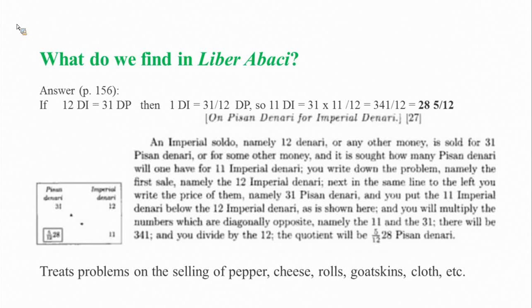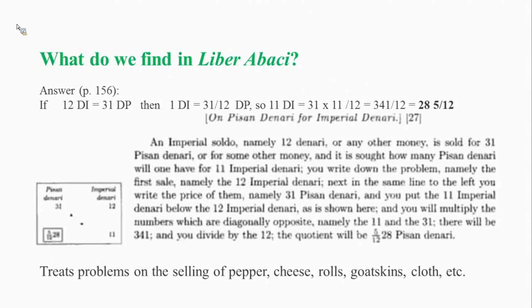Well, what's going on is this. We have 12 deniers imperial equal to 31 deniers pisan. We just write that, right? And then we say, so therefore 1 denier imperial is 31/12 denier pisan. That's just divided by 12. Okay, that's cool. Then you multiply by 11 deniers imperial, you get 31 times 11 divided by 12, you get 28 and 5/12 as the answer. That's the way we do it now. This is simple. Here's the brilliance of this guy.